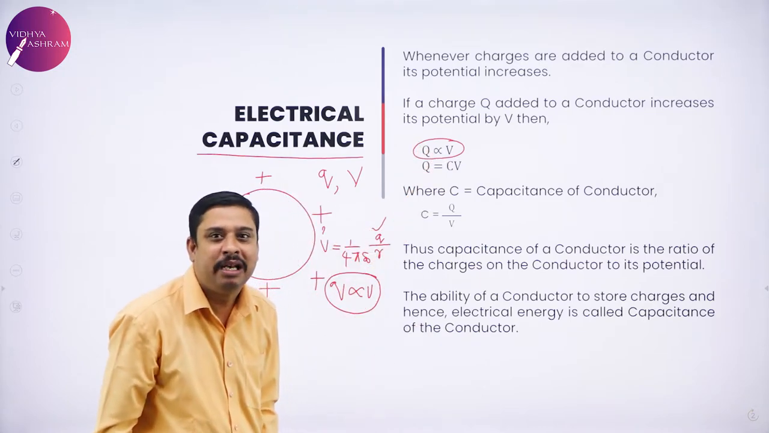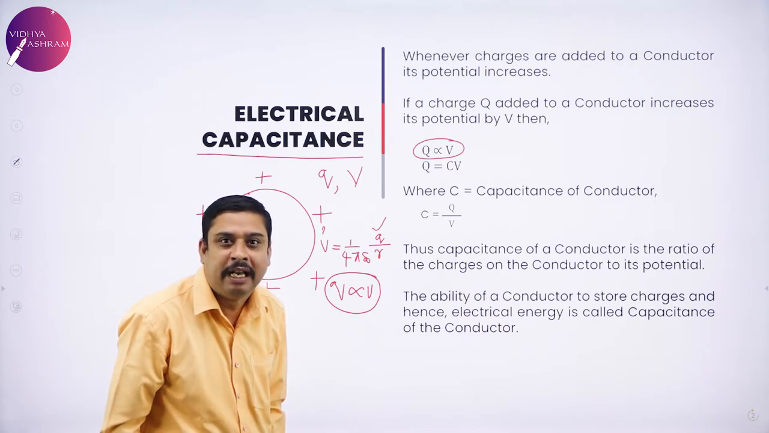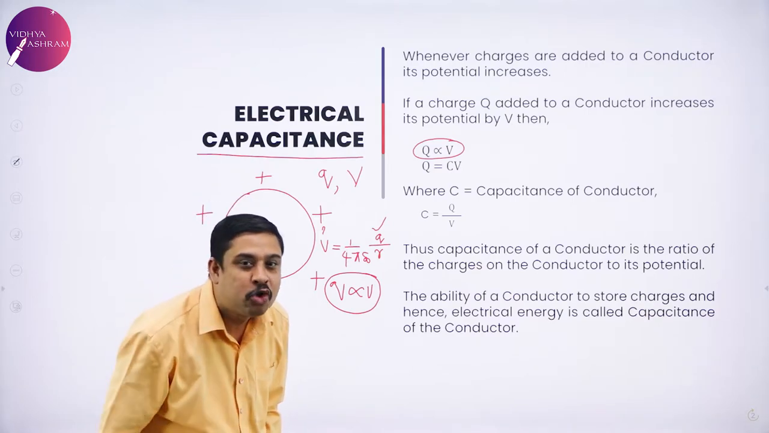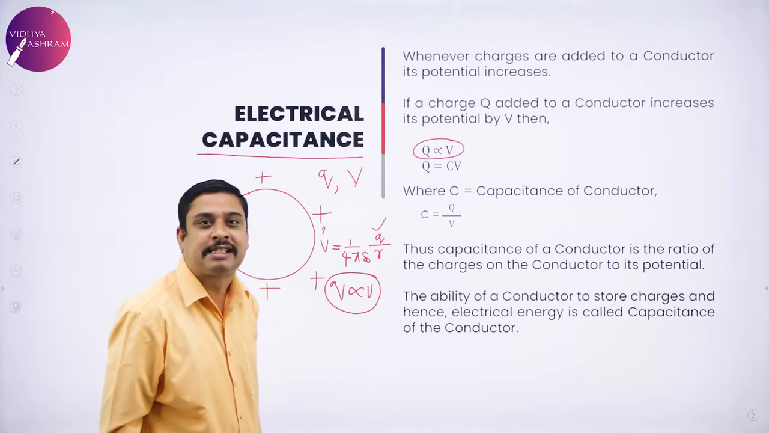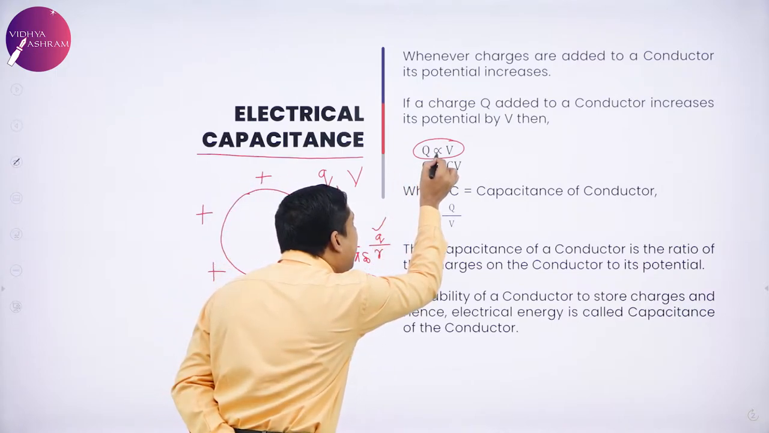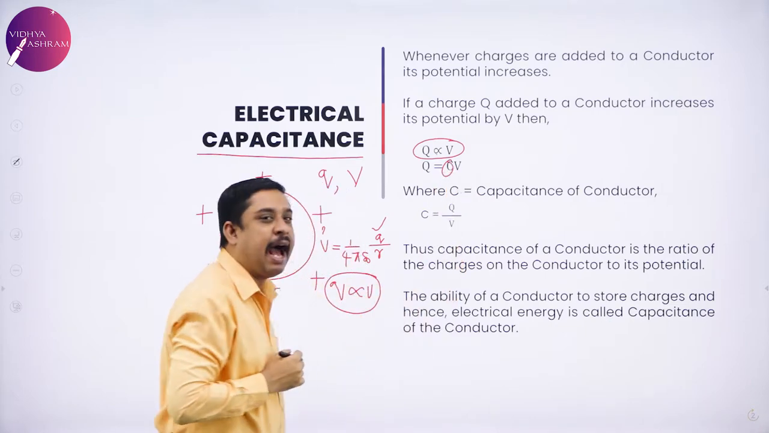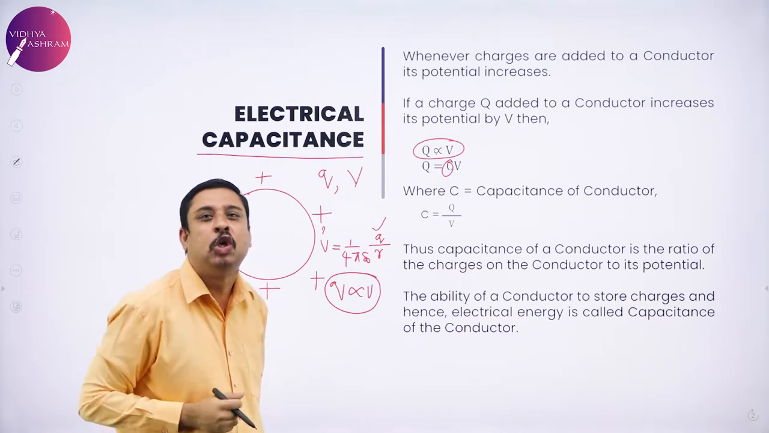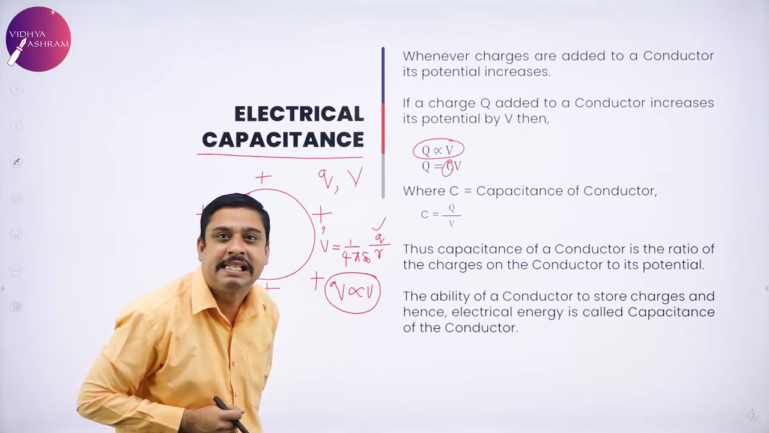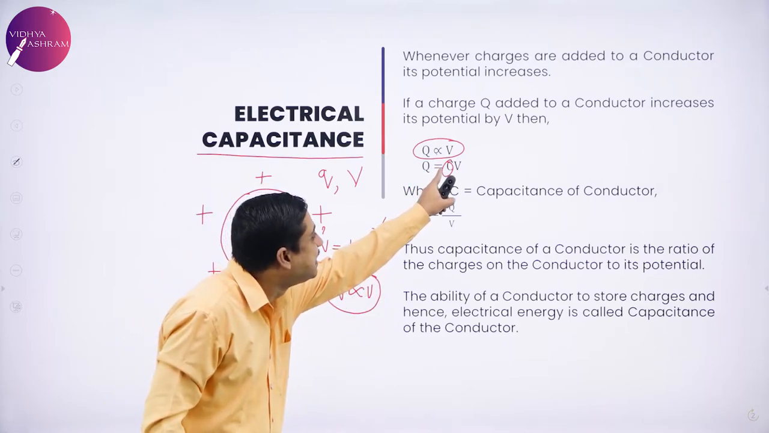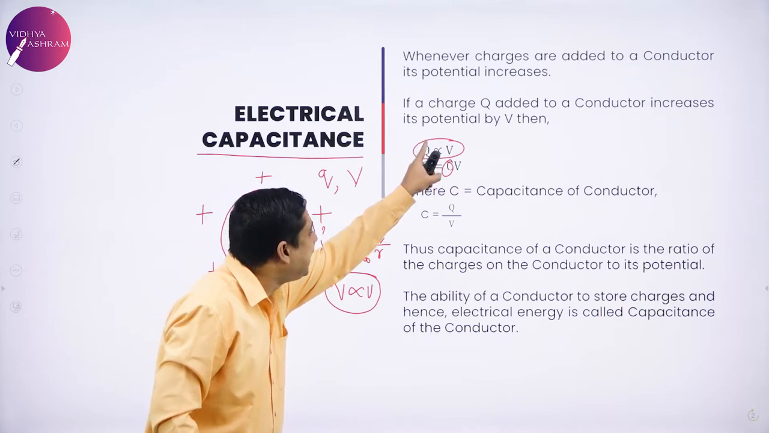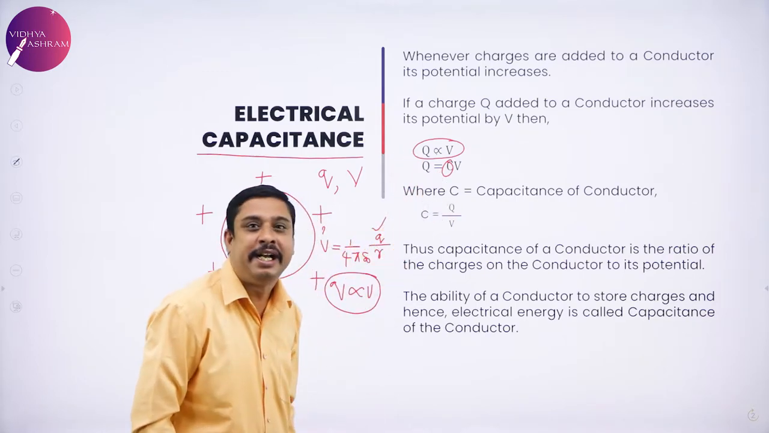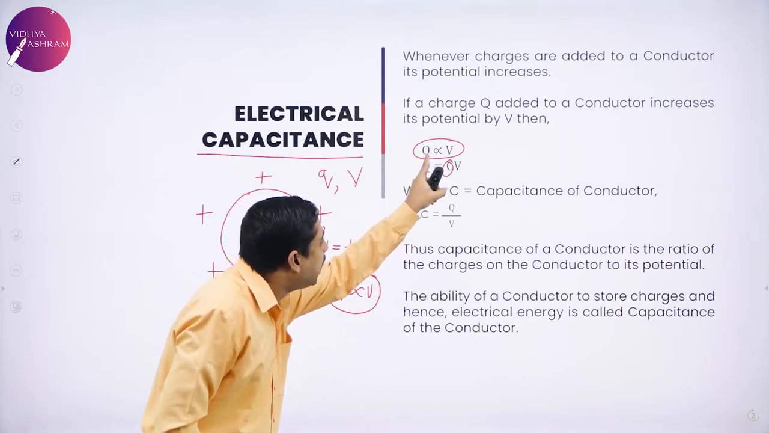Illi proportionality symbol ide. I have a proportionality symbol with which a physical equation is not correct. So how do I eliminate proportionality? I have to introduce a constant. So my dear students, eliminating this proportionality, I have introduced a constant C. Very conclusive on the discussion of capacitors, the constant C. So proportionality symbol na eliminate madlike, proportionality constant introduce madidini. That constant I call as C.